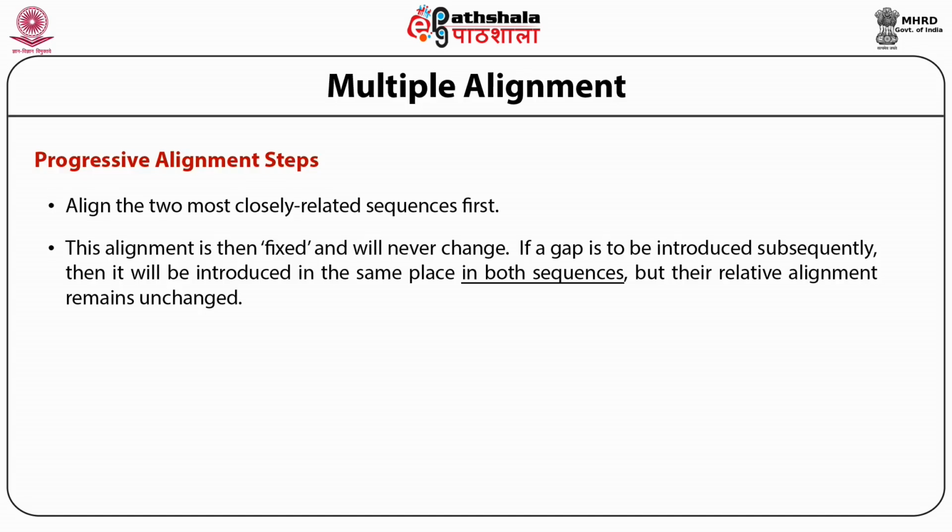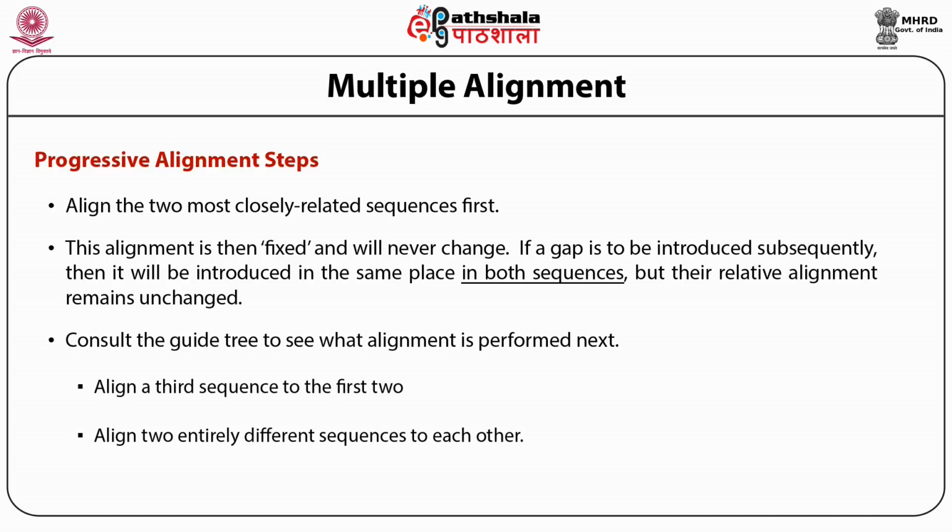If a gap will have to be introduced subsequently, then it will be introduced in all the sequences, that is, in both the sequences of the pair exactly at the same position, so that their relative alignment does not change. Then you can add onto these two the sequence which is the closest to them. Now that may be a single sequence, or something already in another alignment.